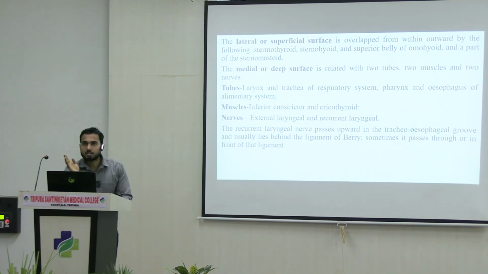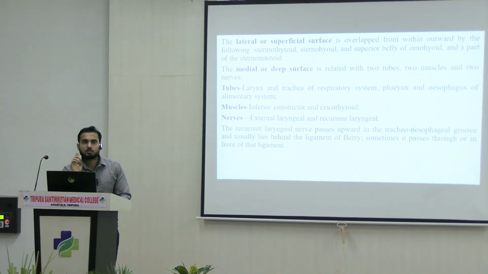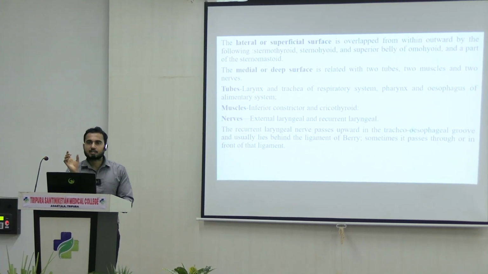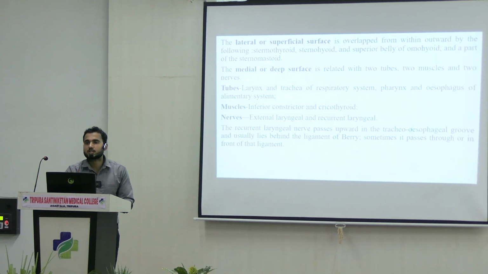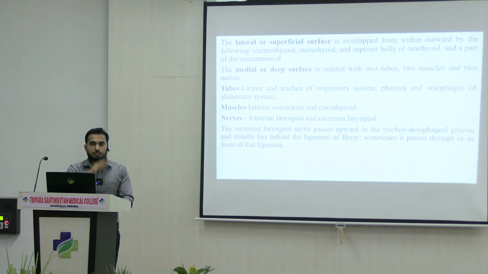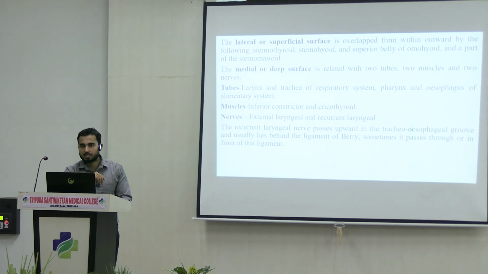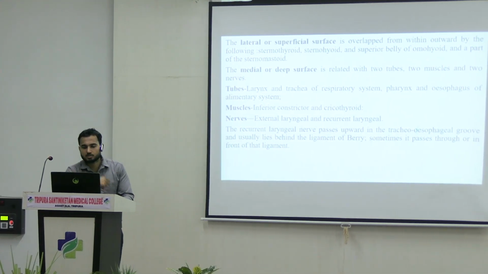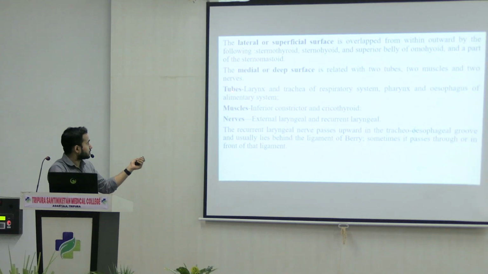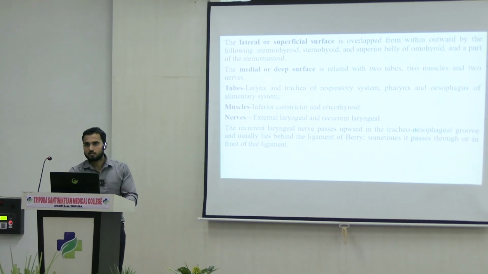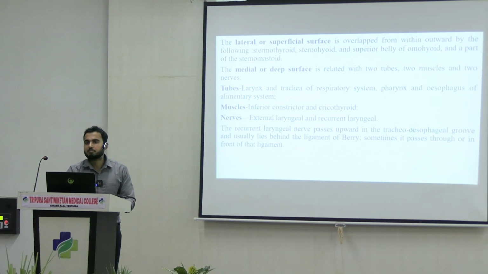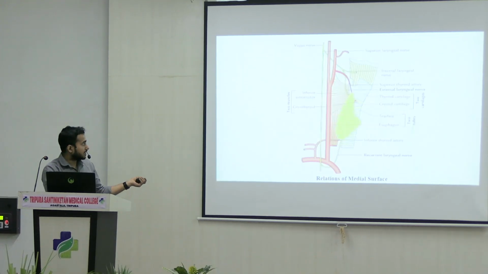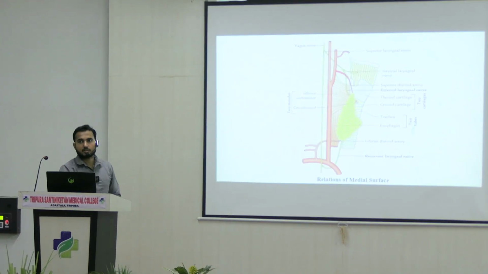Okay. Next, if you see the medial surface. Now, do you remember the medial surface? What did I mention just now about the medial surface? The medial surface is the deep surface which is related adjacent to the trachea. Okay. So that particular surface has important relations. And in those relations you will get two tubes, two nerves, and two muscles. See, two tubes, two muscles, and two nerves. Like this, the relation is divided so that it becomes easy for you to understand the medial relation. Okay. So let me show you the medial relation. So here you can see the relations of the medial surface.